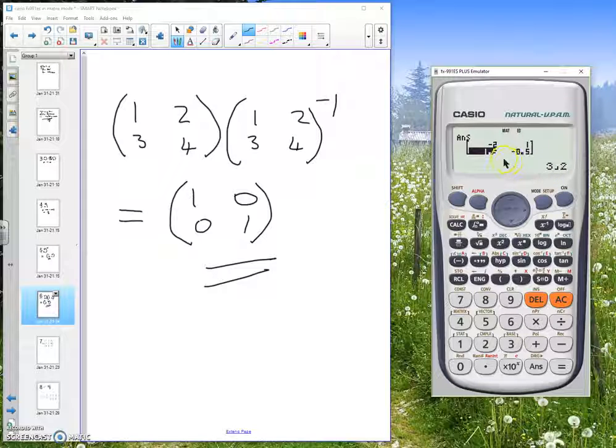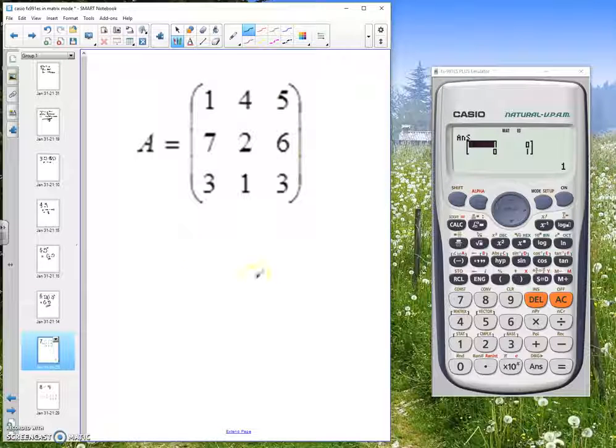If that was the correct inverse, multiplying the original matrix by its inverse should then produce the unit matrix 1 0 0 1, and we can check that out. Shift matrix 3 times shift matrix 3 again, choose inverse, and this should produce the unit matrix, and it does, 1 0 0 1.